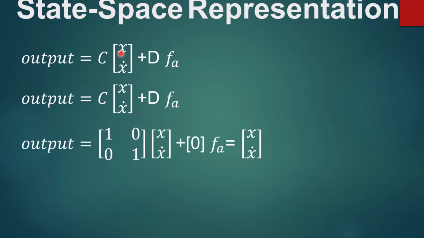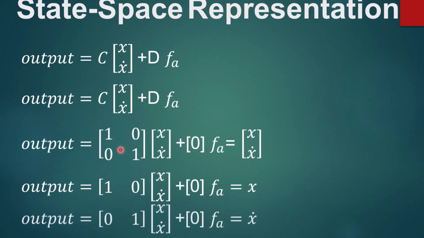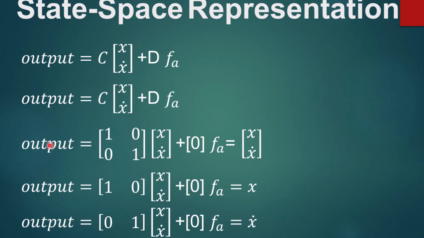I wrote 3 different outputs here. So this one only gives me the position. It only gives me x. So 0 multiplied by f is 0, and 1 times x is x, and 0 times x dot is 0. So this form only gives me x. But if I write this matrix as 0 and 1, it only gives me x dot. And if I write it as a unity matrix, 1, 0, 0, 1, it gives me both x and x dot.